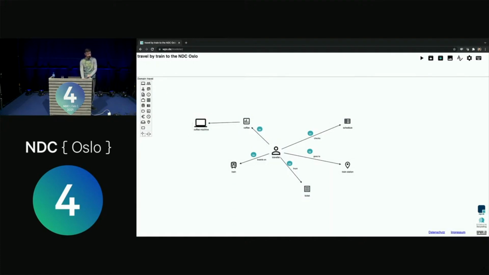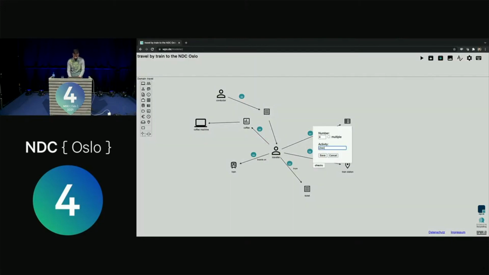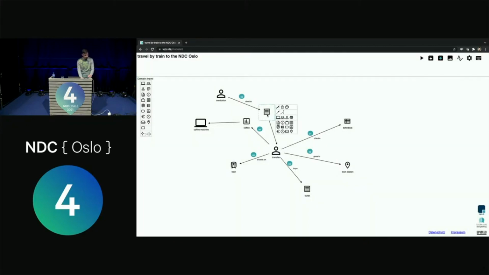Ah, the conductor shows up. Okay, thank you. So there's another actor here, the conductor, and they check the ticket of the traveler, right? That's what I get here. Checks ticket of traveler. Okay. And then?